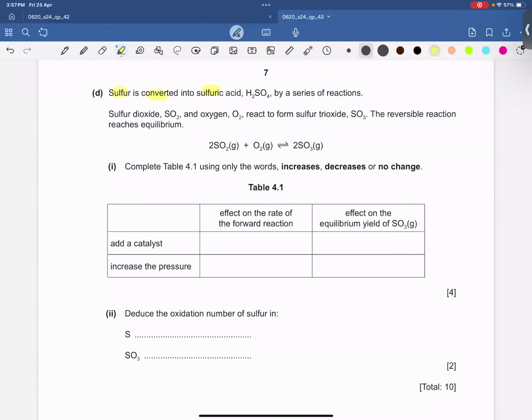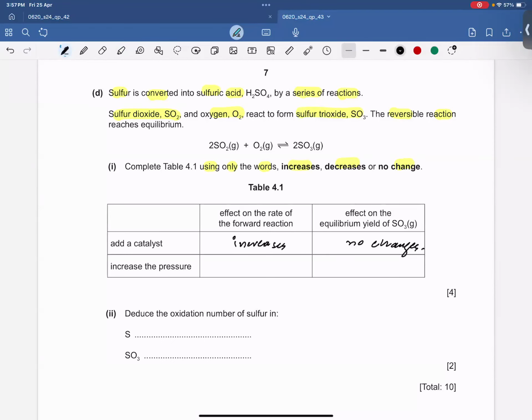Sulfur is converted into sulfuric acid by a series of reactions. Sulfur dioxide and oxygen react to form sulfur trioxide. The reversible reaction reaches equilibrium. Using only the words increases, decreases, or no change. Rate of forward reaction: increases. Effect on the equilibrium yield: no change, because a catalyst changes only the rate of reaction. It has nothing to do with the equilibrium yield.